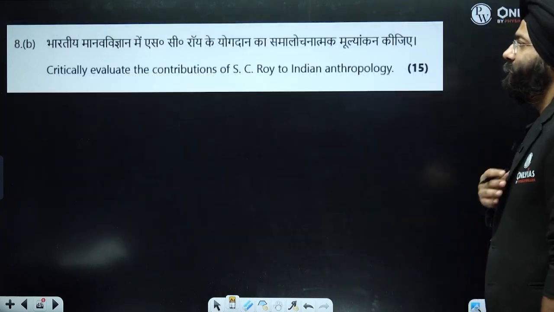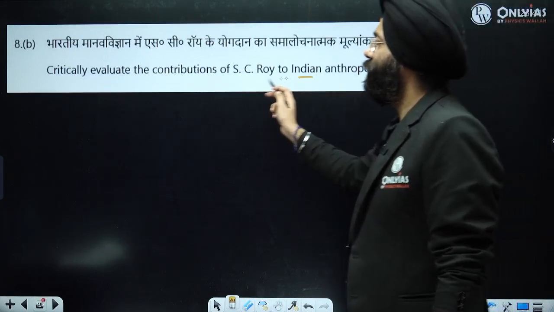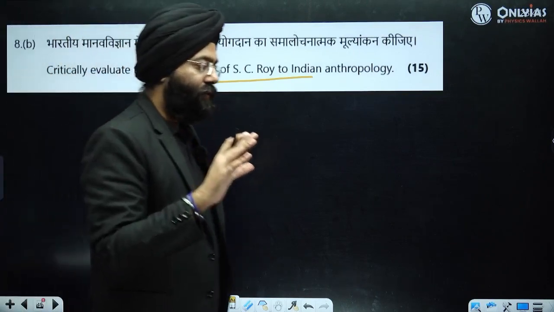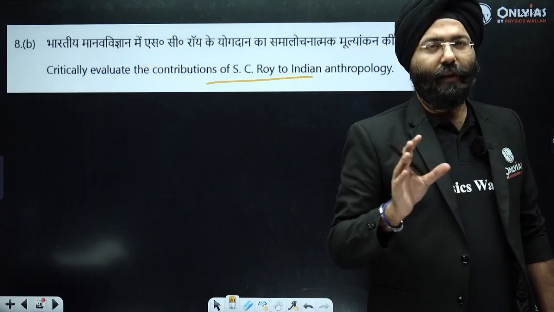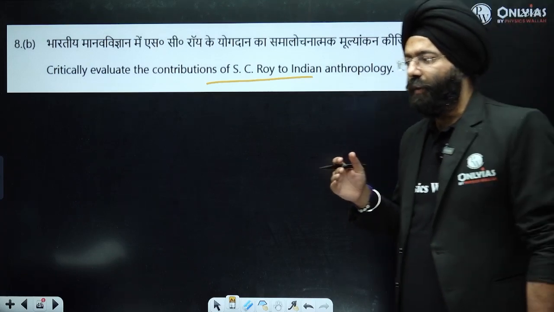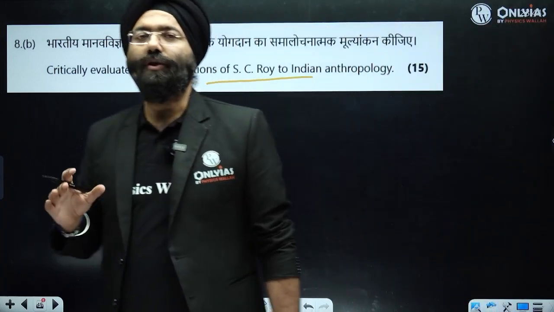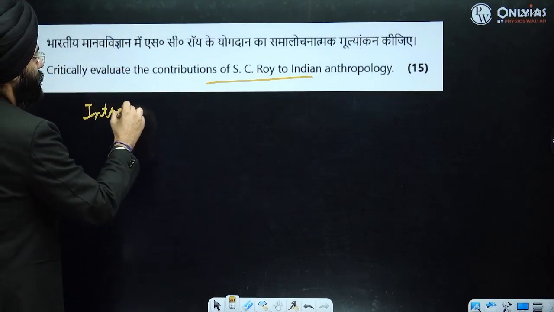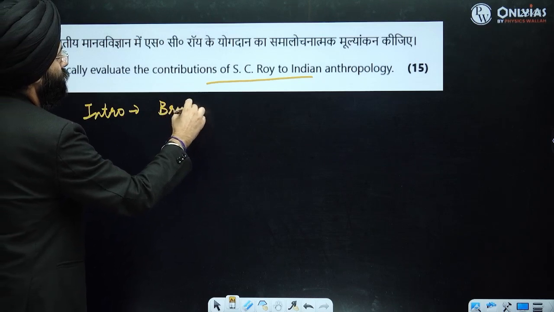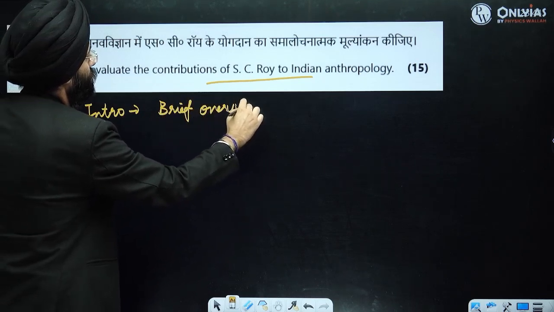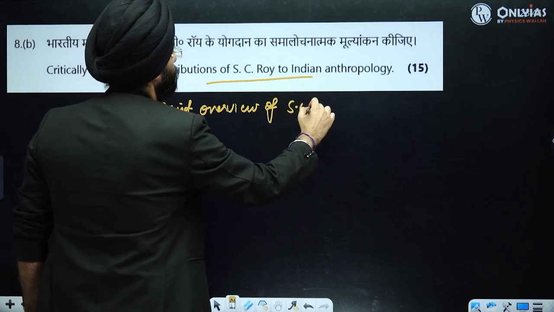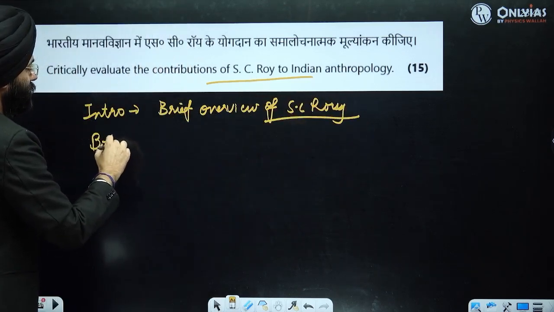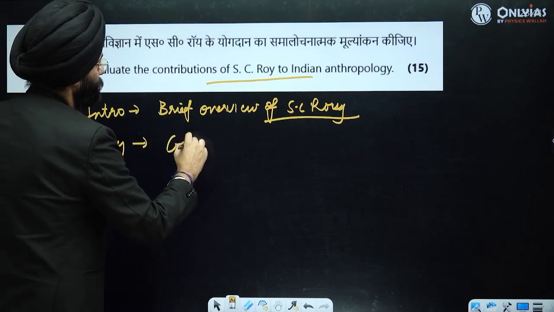Clear? Okay. This is something, contribution of S.C. Roy. This is something very direct that has been asked in the past 5 to 6 years. It has been asked third time possibly. That means after every gap of 1 or 2 years, this question is repeatedly being asked. So when you are answering that, please in the introduction, give a brief overview of S.C. Roy. Simple. In the body, straight away come to contribution.